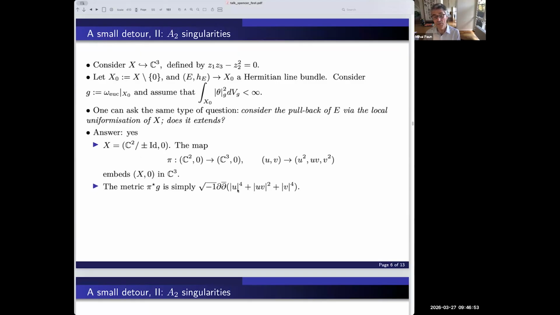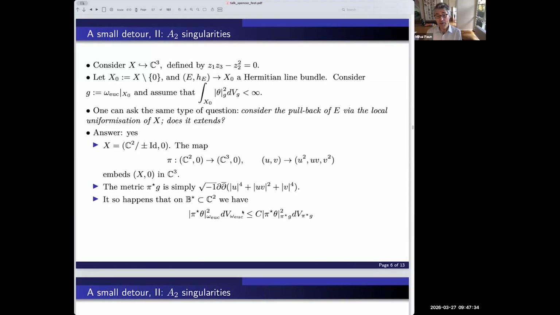It's the Hessian of the absolute values of U to the fourth plus UV squared plus V to the fourth. Now, this is not a metric, right? It has a 0 at the origin. Other than that, it is civilized, but it's a singular metric. And the hypothesis that we have here translates into the fact that the pullback of this object on the unit ball in C2 is L2, but with respect to this metric, not with respect to the Euclidean one.